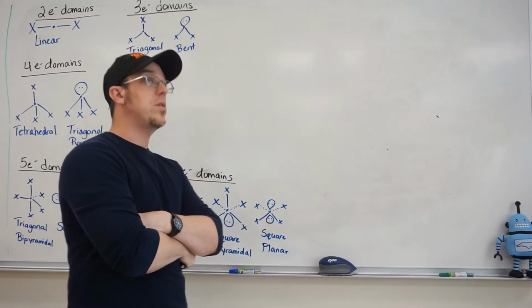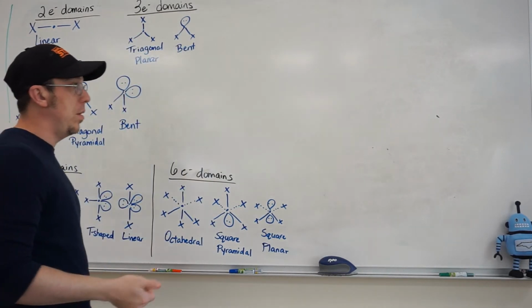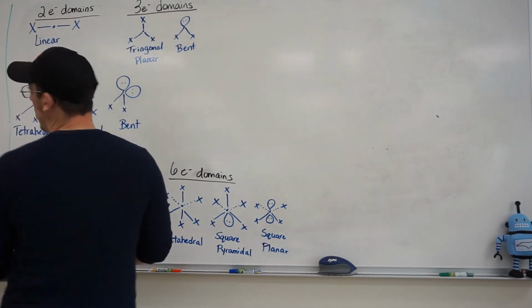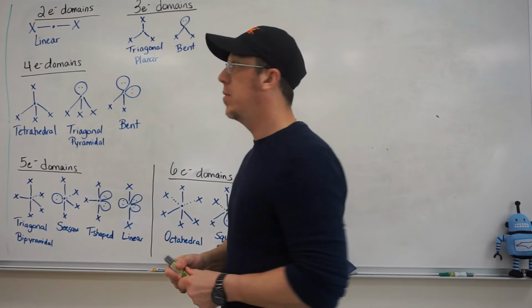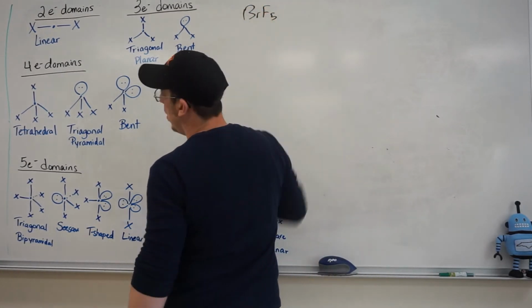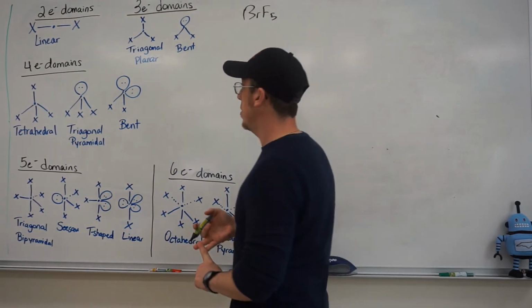This is a continuation of the previous video that we were talking about in reference to VSEPR theory, geometry, and Lewis structure. So I want to do a couple extra examples for you. So the first example we're going to do is BrF5. And what we're going to do is draw the Lewis structure and figure out what its molecular geometry is.